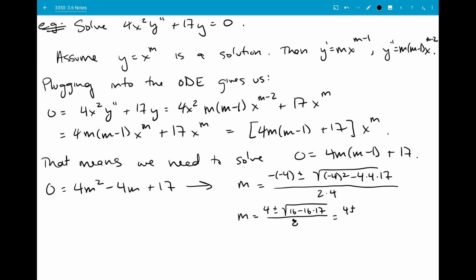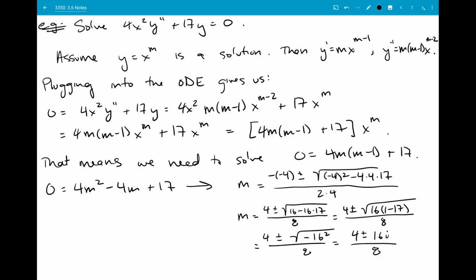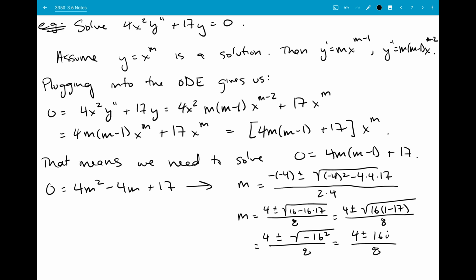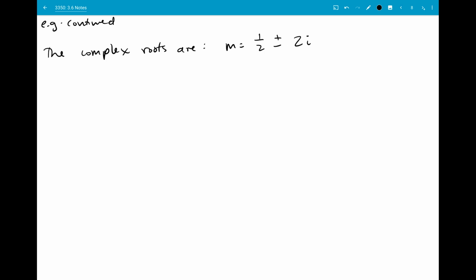Okay, I should do that, not skipping any steps in between. 16 times 1 minus 17 all over 8. I just factored out the common 16 in both those terms. So I'm going to have 4 plus or minus the square root of negative 16 squared, over 8. So that's just 4 plus or minus 16i over 8. So our complex roots are m equal to 4 over 8, which would be a half, plus or minus 16 over 8, which would be 2. So plus or minus 2i.